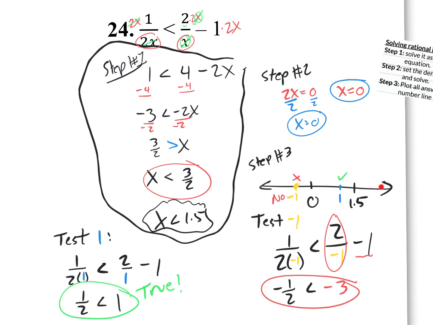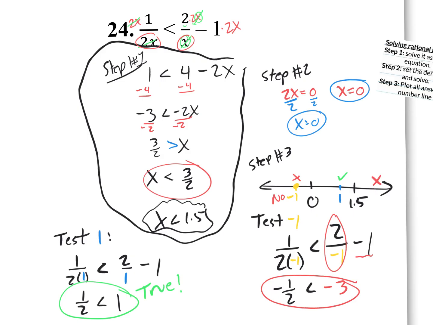Now, you could test any number you want on this side, and it's not going to work. How do I know that? Because I didn't replace this with an equal sign, so I kept the inequality. So I know that it has to be x is less than 1.5, so it has to be to the left. It can't be to the right. But you could go ahead and test the number 2 or the number 5, any number you want. It's not going to work when you test that.